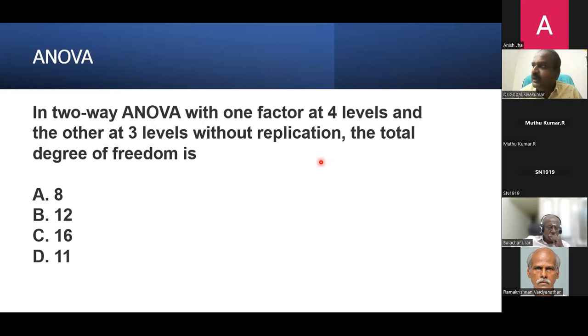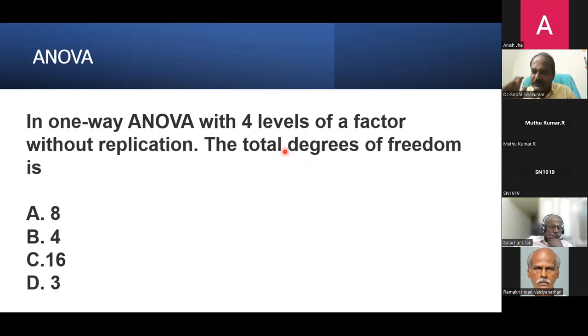In two-way ANOVA, with one factor at 4 levels and the other factor at 3 levels, without replication, what is the total degree of freedom? In order to comment about total degree of freedom, you should first of all calculate the total number of experiments. 12 experiments. How are you saying 12 experiments? 4 into 3: levels of the first factor multiplied by levels of the second factor. And clearly there is no replication, right? So 12 is correct. 12 minus 1 is 11.